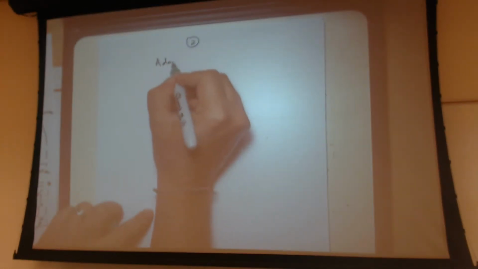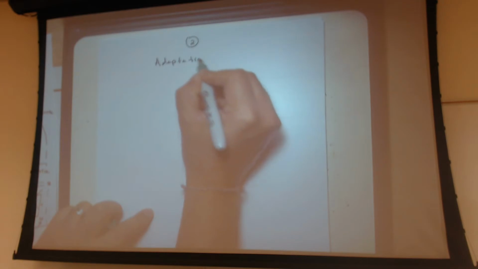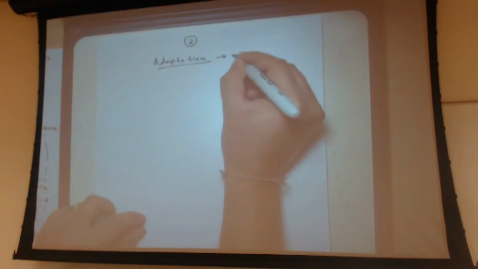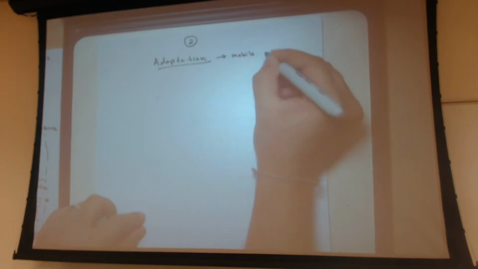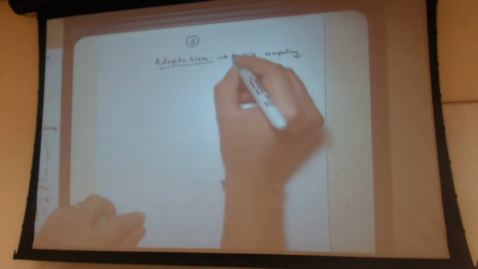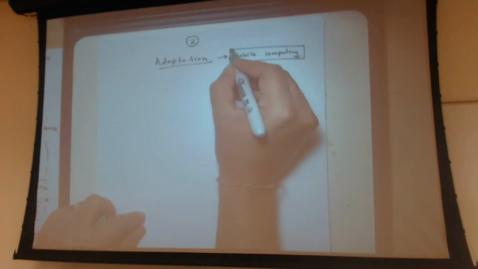Now, what do you do as human? What do you do when environment changes? Adapt, right? Mobile computing applications also have to adapt. So adaptation is a very important concept in mobile computing systems. That's what makes mobile computing an interesting subject to study. This is at the core of mobile adaptation.